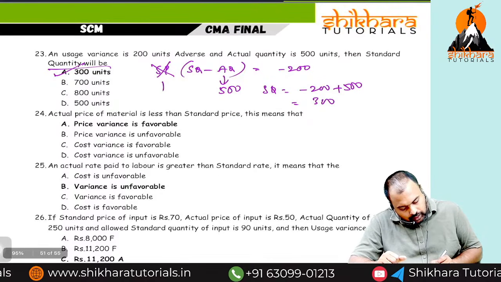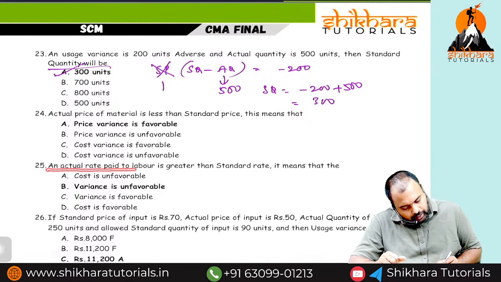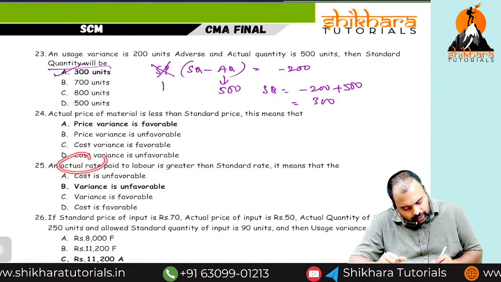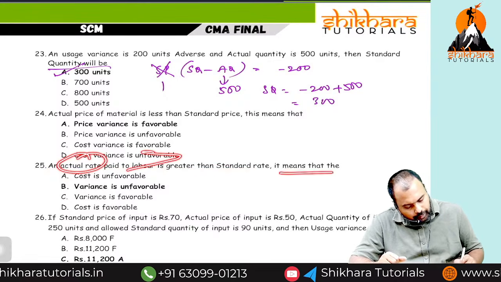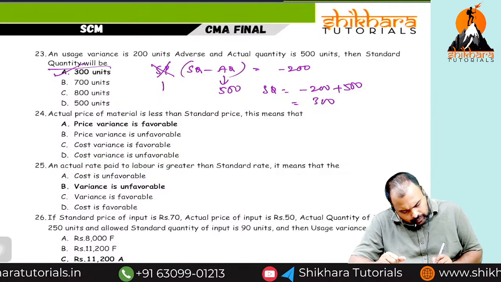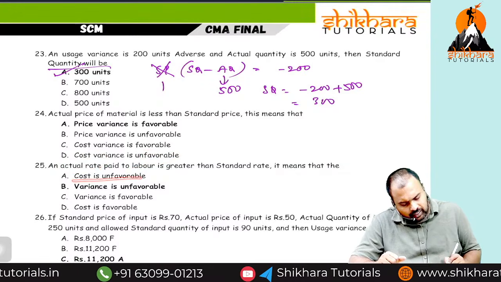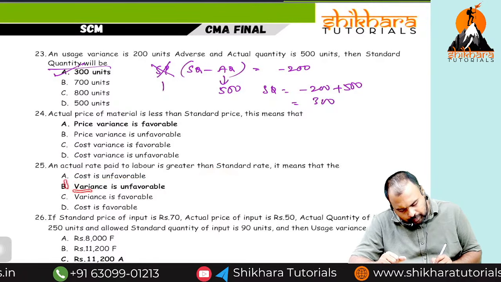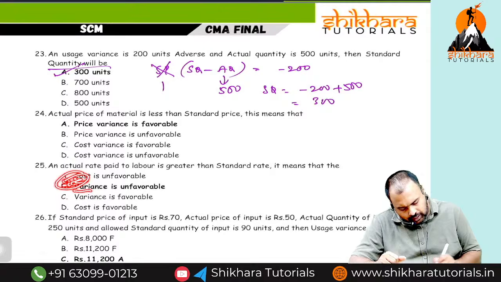Then an actual rate paid to a labor is greater than the standard rate. So actual rate is greater, so it is unfavorable. It means the cost is unfavorable. We cannot say that, because cost is also depending upon standards. Variance, that's nothing but rate is the missing one. So rate variance is the thing.